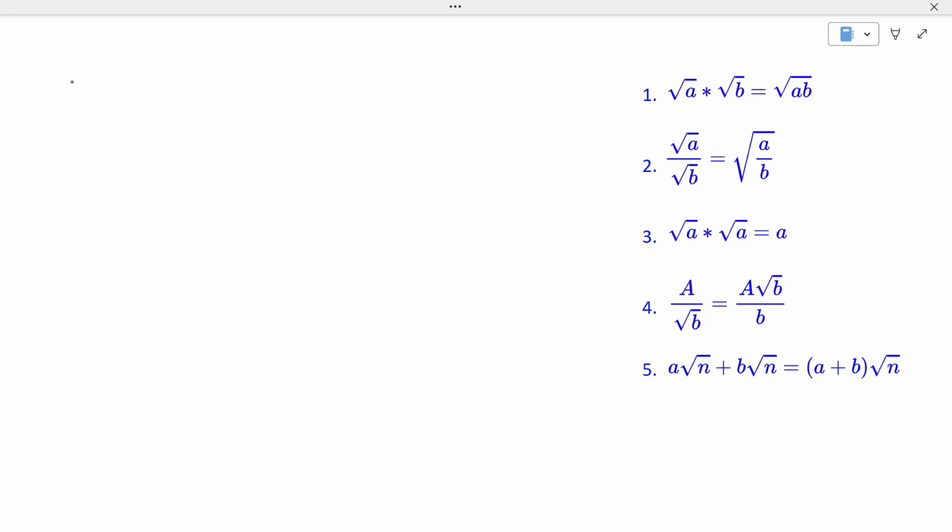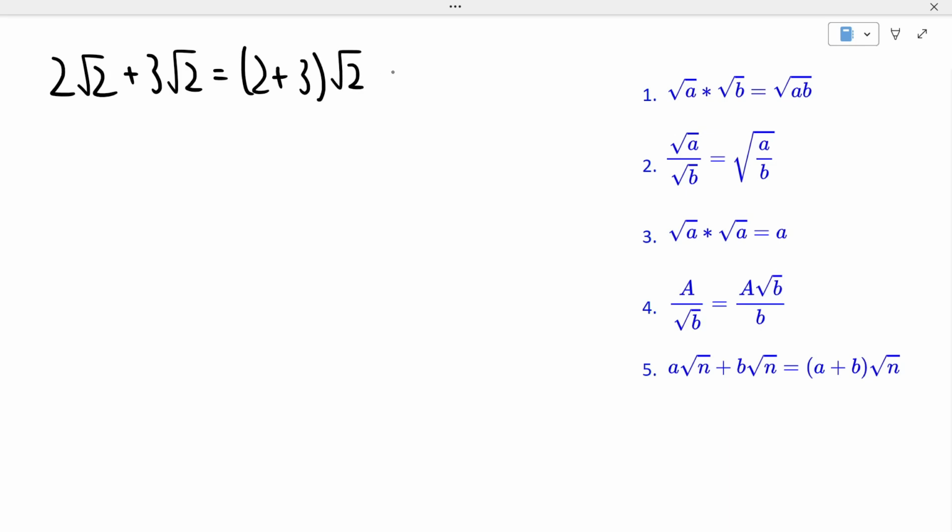The last thing we need to consider when simplifying square root expressions, which we'll cover in this video, is combining like terms. So suppose we have a multiple of a square root plus another multiple of the same square root. Then using property 5 listed here, a square root of n plus b square root of n is equal to parentheses a plus b square root of n, we can combine the two like terms and rewrite them as a single term. So for example, if we have something like 2 square root of 2 plus 3 square root of 2, this becomes parentheses 2 plus 3 times the square root of 2 if we take the constant multiples of 2 and 3 and add them up.